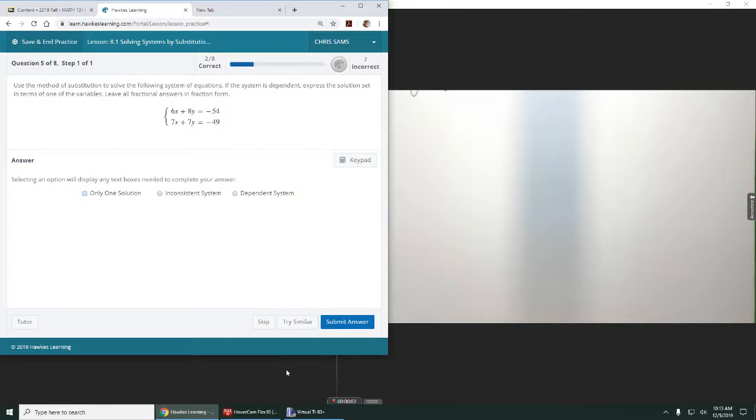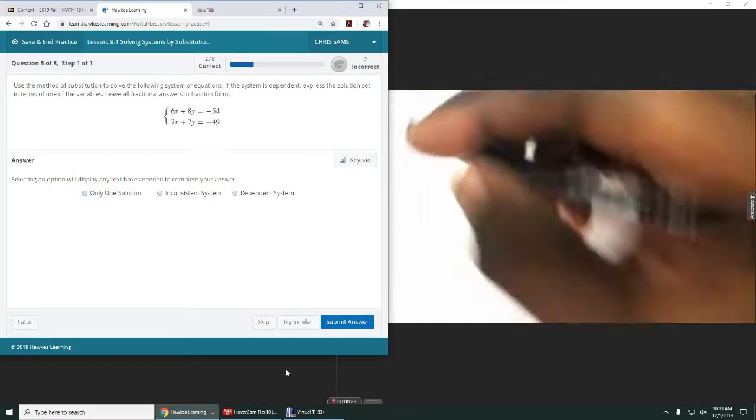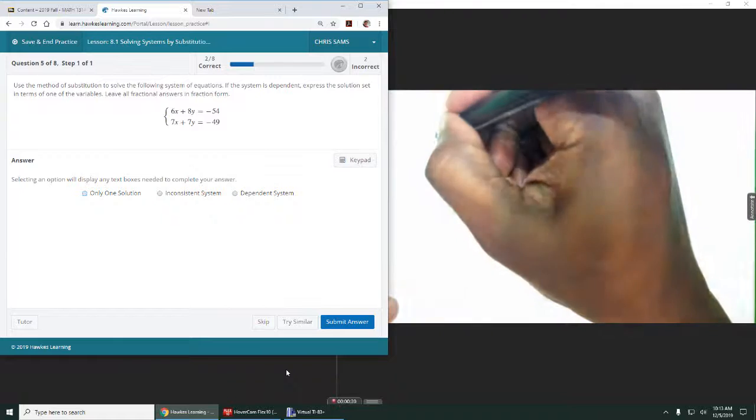All right, question 5. We have a system of two equations. It says use method of substitution to solve. So when we want to use substitution, we want to solve for x or y and then plug in. I wouldn't recommend using substitution here. I would recommend you use elimination. Better to use substitution when you have y equal or one of your variables is already x or y. So we're going to do elimination here.